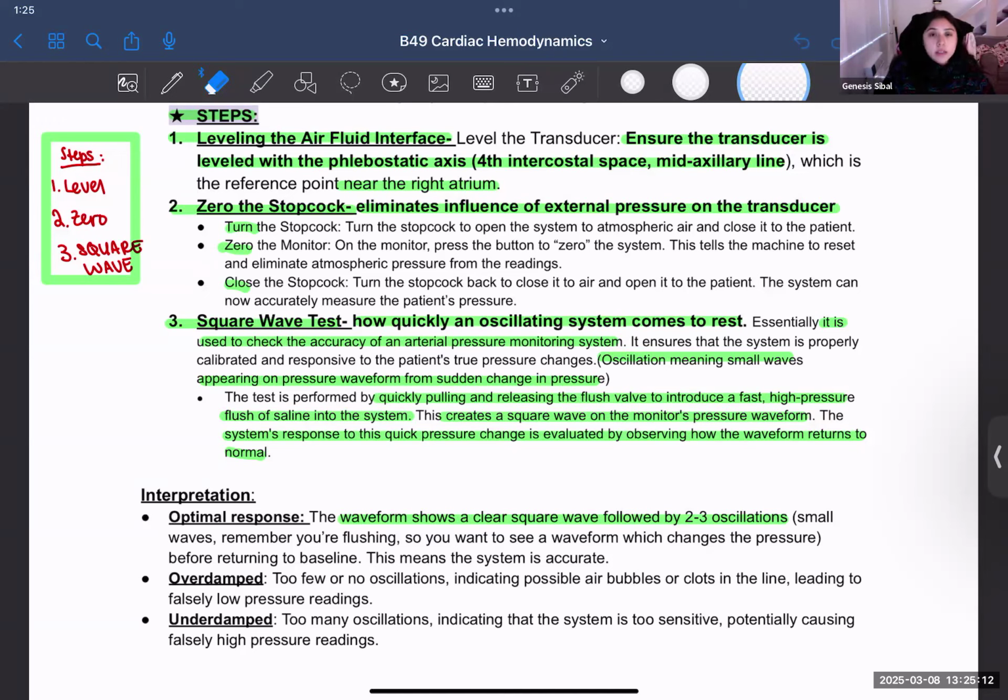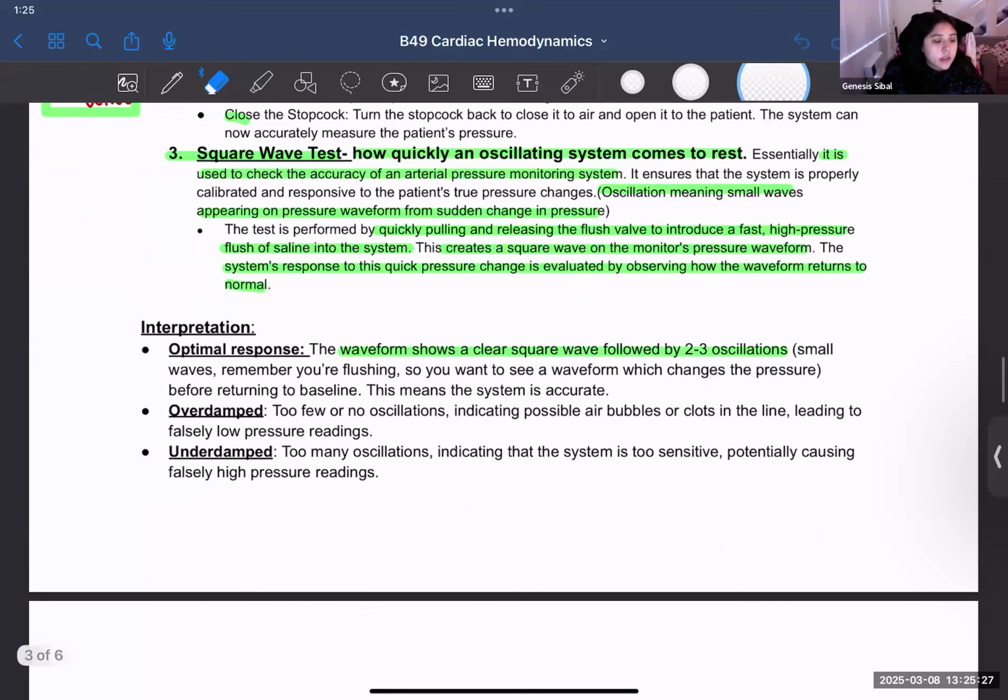I don't know if you have to know those specific steps, but I do know you have to know level, zero: level at the fourth intercostal space, mid-axillary line, and zero. That's basically to eliminate anything, and then the square wave test. This is basically how quickly an oscillating system comes to rest. Oscillation basically means small waves, right? So then you'll see the waveforms.